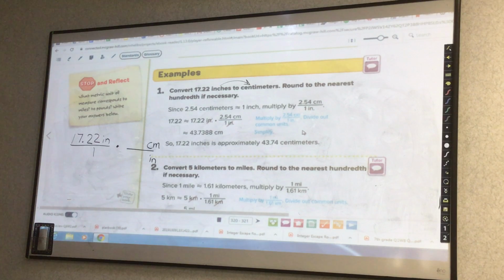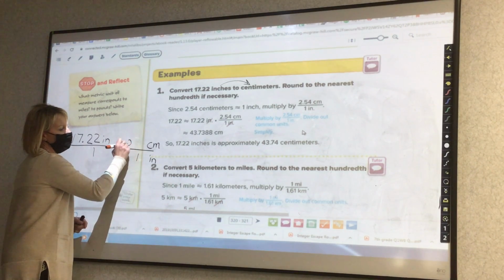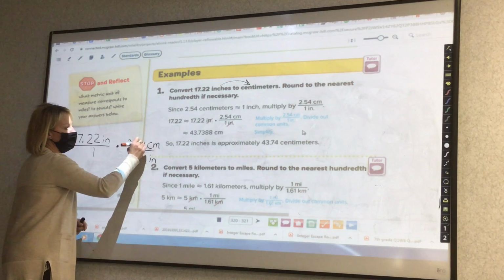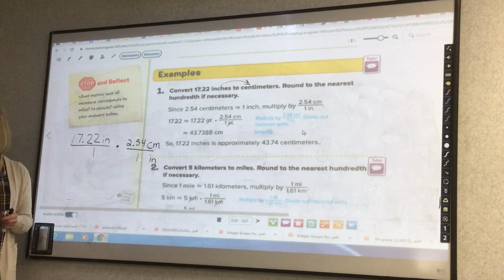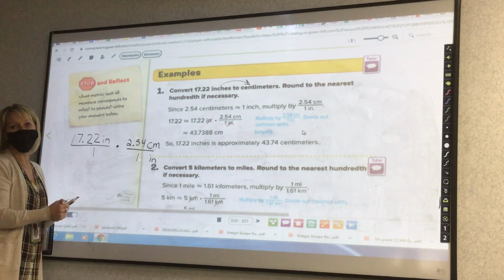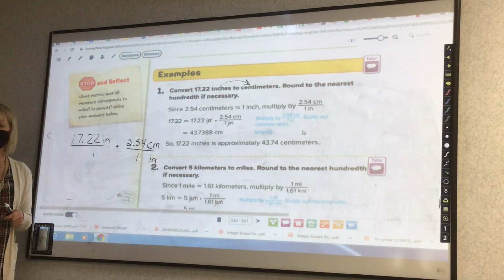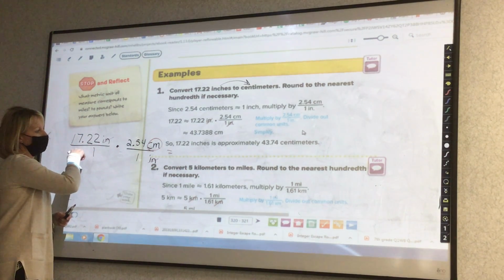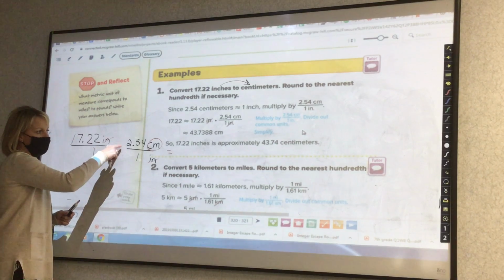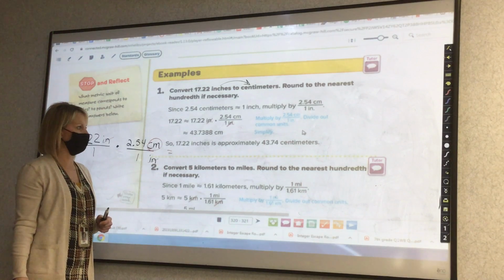Find 1 inch in your chart. About 2.54. So my 1 is going to be here, and the 2.54 centimeters on top. So we just set up the fractions that I'm going to multiply. I'm going to cross cancel my inches. Do you see how I did that? Now I'm left with the centimeters. So then I do 17.22 times 2.54. Just use your calculator.